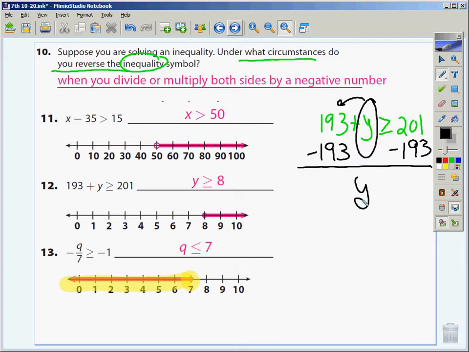If I'm subtracting, do I need to flip the inequality? Yes. No. When's the only time I flip it? If I multiply or divide by a negative. When I subtract, it's going to give me 8. The fact that it can be equal to is why it's a closed circle on the 8. And the fact that it's getting greater is why it's going to the right.